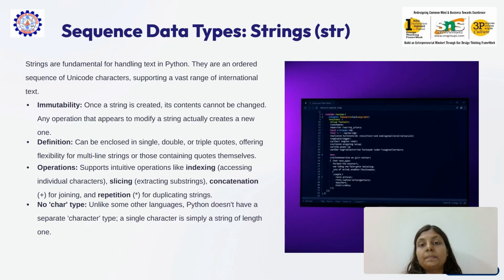Sequence data types: strings. Strings are fundamental for handling text in Python. They are an ordered sequence of Unicode characters supporting a vast range of international text. Immutability: once a string is created, its contents cannot be changed. Any operation that appears to modify a string actually creates a new one.